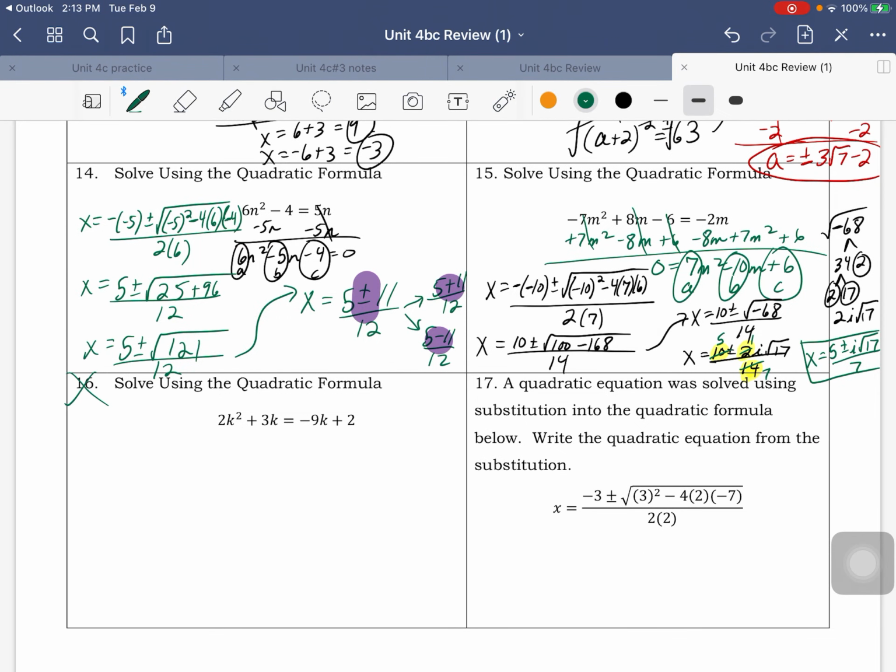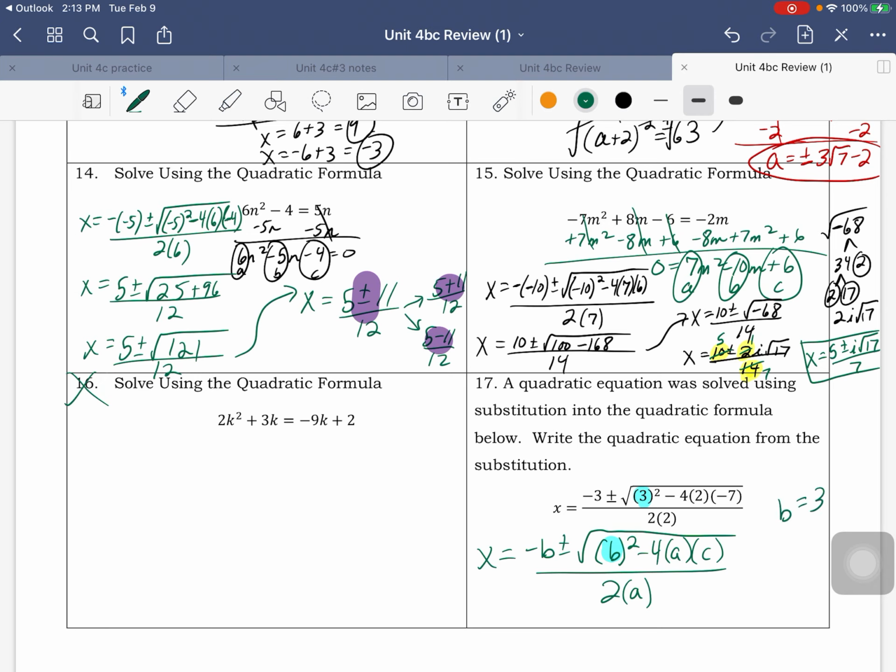All right, we don't have to do 16. Number 17. So we're looking at the quadratic formula, and I want you to come up with a quadratic equation from this. So you've got to really think about the quadratic formula and where everything is. So what I would really concentrate on is underneath the square root. It really doesn't matter if this is where you concentrate, but you see the b is going to be here. So we know b is 3.